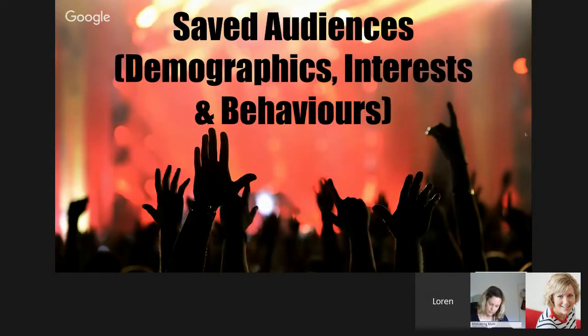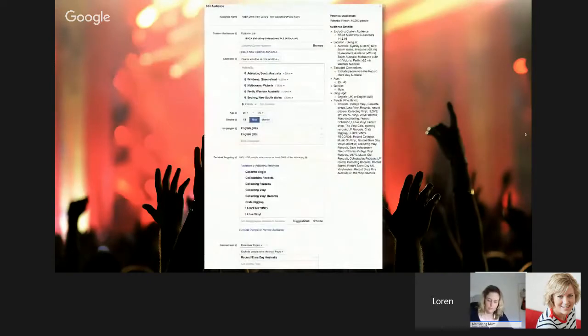And then the last audience I want to talk about, and the reason I've put this last is it's actually the worst audience to advertise to. And I know this is the audience that most people go to when they're starting off Facebook advertising as a first point of call, because this is a cold audience. A saved audience is when you go and choose people based on their demographics, their interests, and their behaviours.